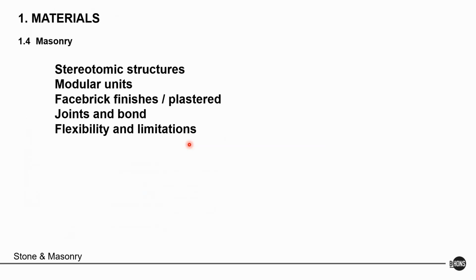So that's the one thing, but that actually gives it that stereotomic quality, and it gives it quite a lot of flexibility. And we know that they come in specific modular units. So typically, like a 222 by 106 by 73.